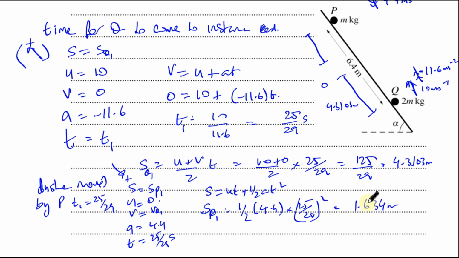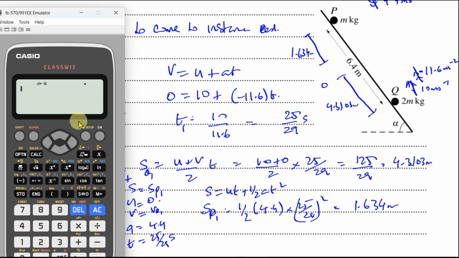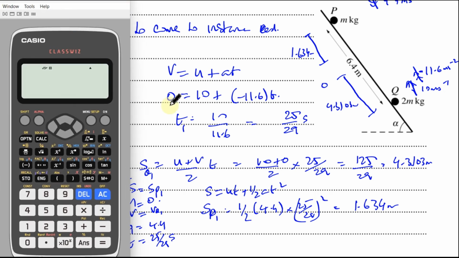So I don't think they add up to be more than 6.4. Let's just make sure. That's 1.634 meters. If I take those values and add them together, I don't think I'll get 6.4. So 1.634 plus 4.3103, and that gives you 5.944. So altogether, that's 5.9443 meters.